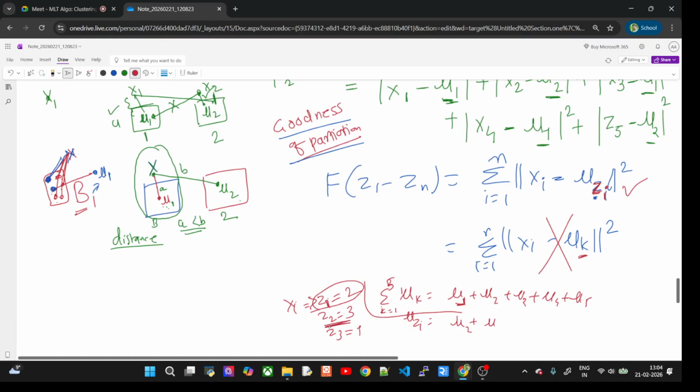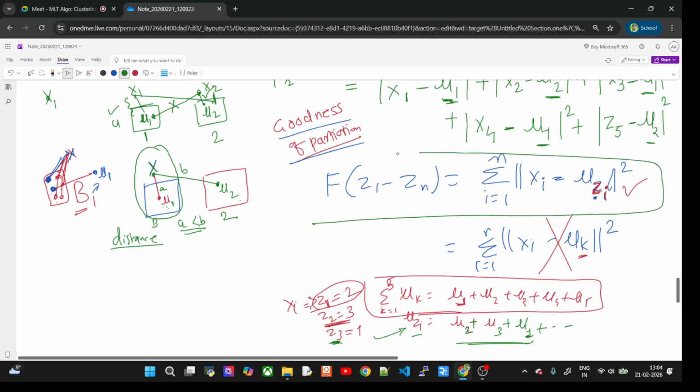And what is z2? So this is different. By using mu zi, it's mu2, mu3, and z3 is 1, so here it is mu1, and so on. So this formula is the correct one. If you want to get the goodness of the partition, you have to do this.